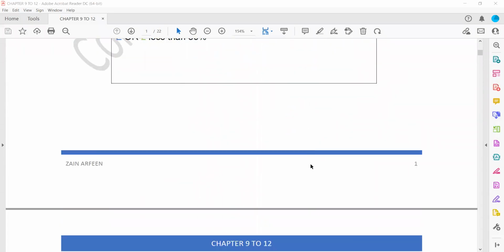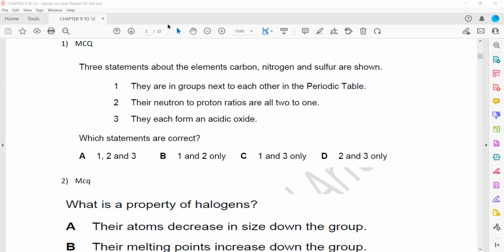So, the mock exam related to questions 9 to 12. The first three statements are about the elements carbon, nitrogen, and sulfur. So carbon is there, nitrogen is there, and sulfur. They are in groups next to each other in the periodic table. Carbon is group 4, nitrogen is group 5, and oxygen and sulfur are in group 6. So the first statement is correct.